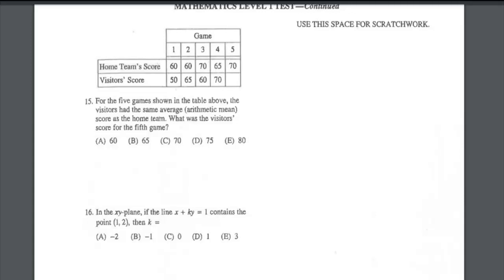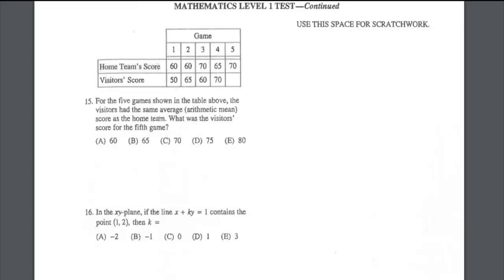Here we can find the home team score's arithmetic mean by adding the sum of those values, 70 plus 65 plus 70 plus 60 plus 60, all of them divided by 5. You will find the result is going to be 65. So it's the same arithmetic mean for the visitor score. It's 50 plus 65 plus 60 plus 70 plus x, the unknown number, divided by 5 equals 65. By multiplying that 65 by 5, it's going to be 325. Subtracting the known scores from that number, it's going to be 80. And the suitable answer is going to be number E, 80.